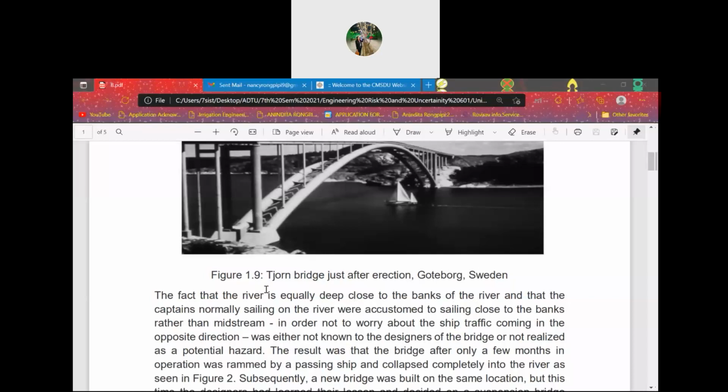So what happened with the bridge is that the river is deep close to the banks, and the captains who sail the ships were accustomed to sailing close to the banks, from the sides, and not in the midstream. Why did they do that? In order not to worry about the ship traffic coming in the opposite direction. That's the reason they go for the sides and not the midstream.